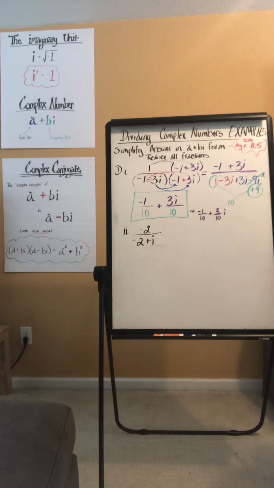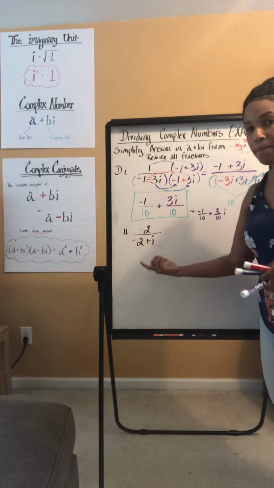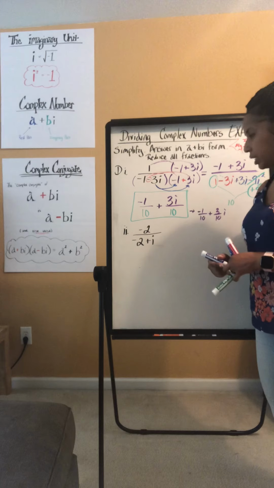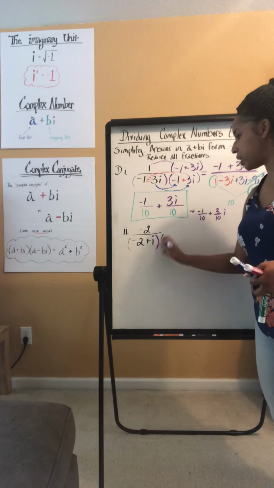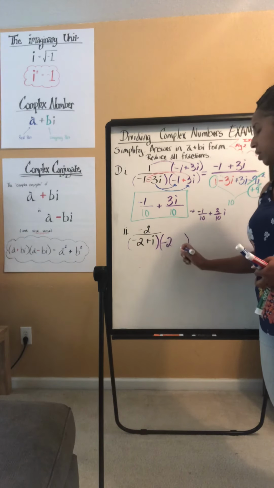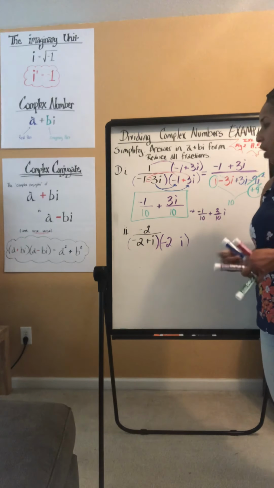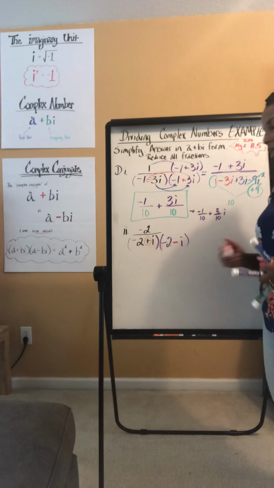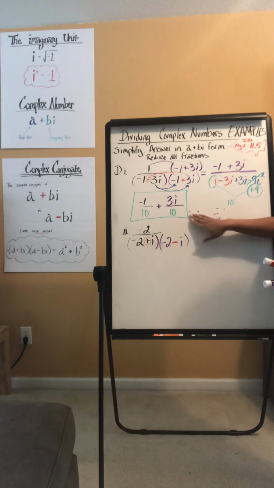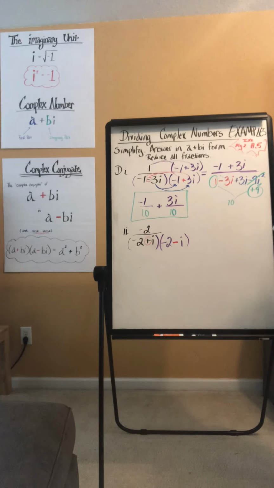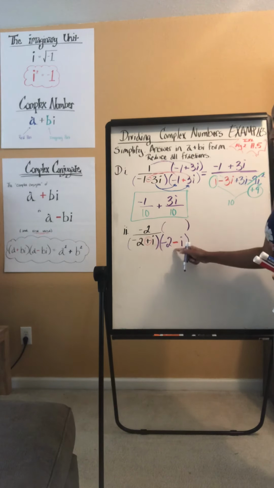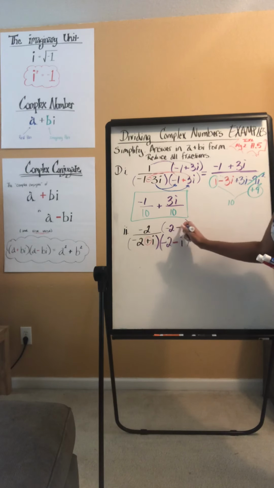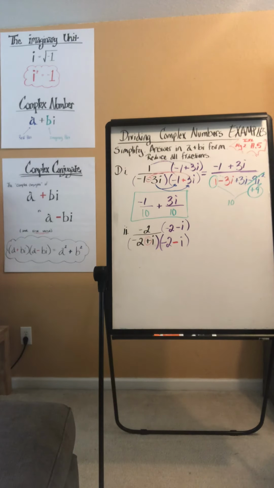All right, number 2. So I want to start off by multiplying by the complex conjugate, which means it should be the same binomial, except the sign of your i will change. So I had a plus to begin with. That means I'm going to multiply by a minus. Whatever I multiply the denominator by, I need to multiply the numerator by the same exact thing. So -2 minus i, multiply the top and the bottom by the same thing.